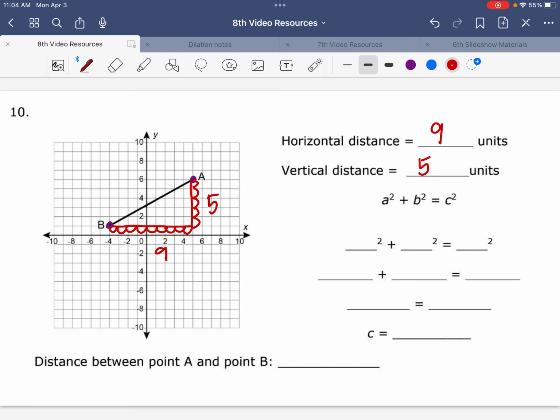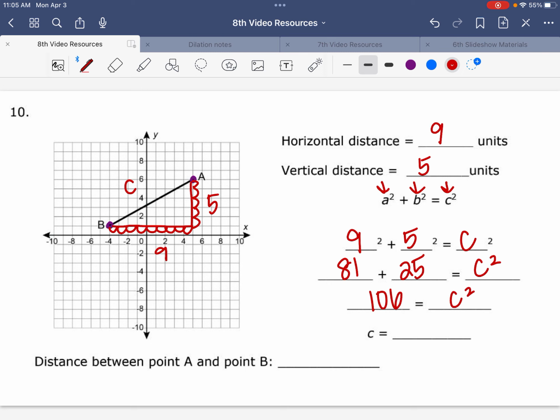And so now I've created my right triangle, and I'm just solving for the hypotenuse, c. So plugging everything into my Pythagorean theorem formula, a squared, so 9 squared, plus 5 squared will equal c squared. 9 squared is 81, plus 5 squared, which is 25, and that will equal c squared. The sum of 81 and 25 is 106, which will equal c squared.